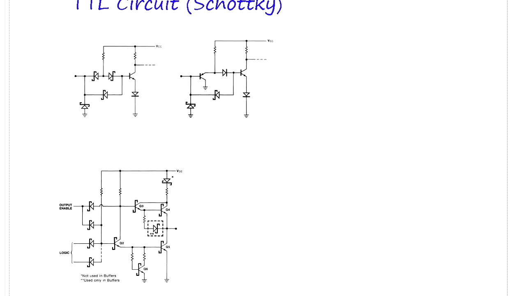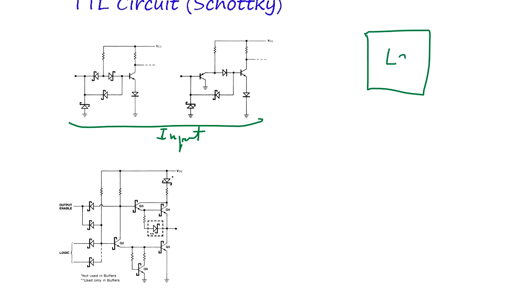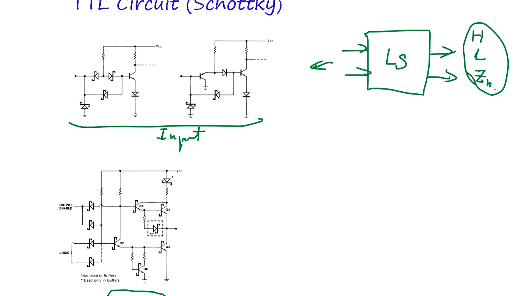Now TTL has this Schottky diode utilized for input. This is the input, and this is the output. This is like an IC chip. The low power Schottky input stage is like this, and then the output stage, and it's called the tri-state output. That means the output can be high or low or high impedance. So, high impedance state. Okay, why high impedance?